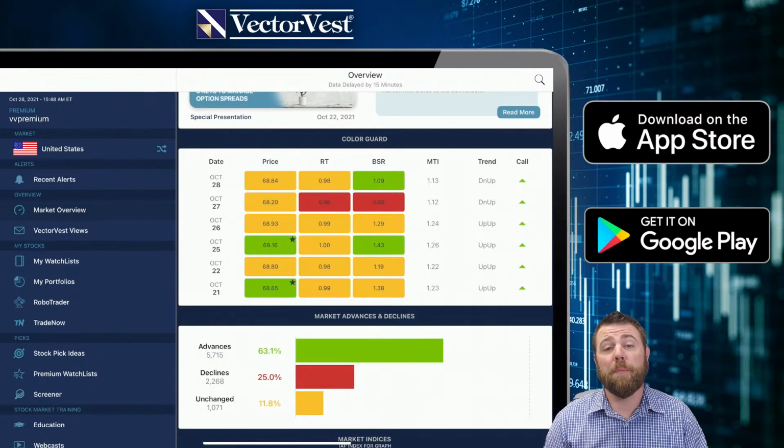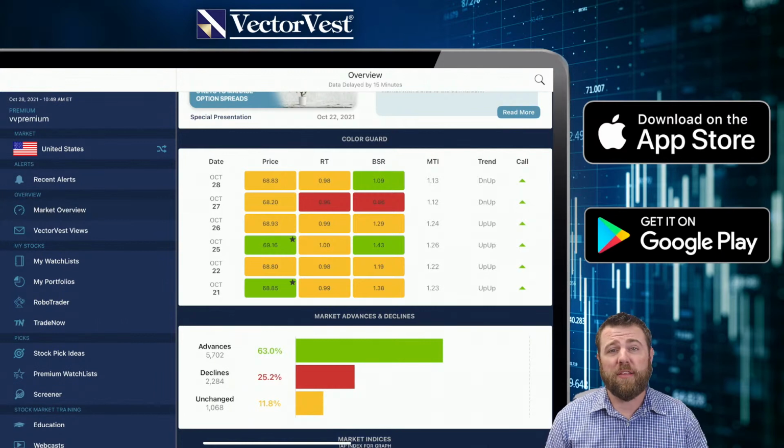And then third, the buy to sell ratio. Every single day, VectorVest gives a buy, hold, or sell rating on every single stock that we track. We use a systematic approach and not just an emotional approach. And we look at the buys and compare them to the sells to get an idea of the overall market health. So if there are more buys than sells, the buy to sell ratio would be above 1, as it is now at 1.09, and that indicates overall market strength.